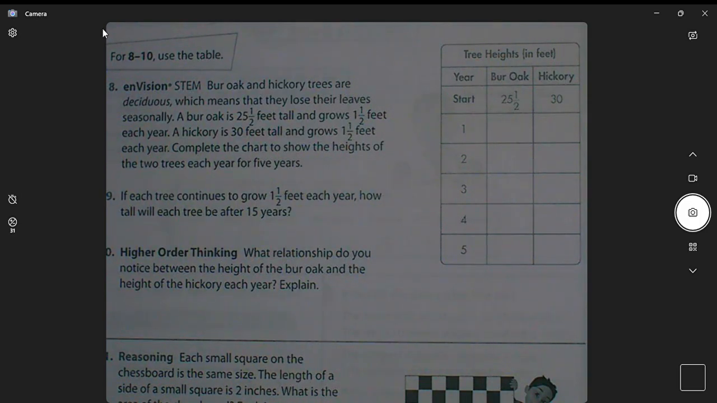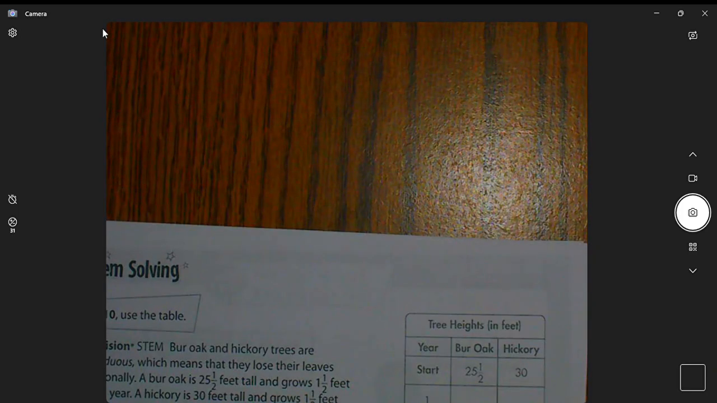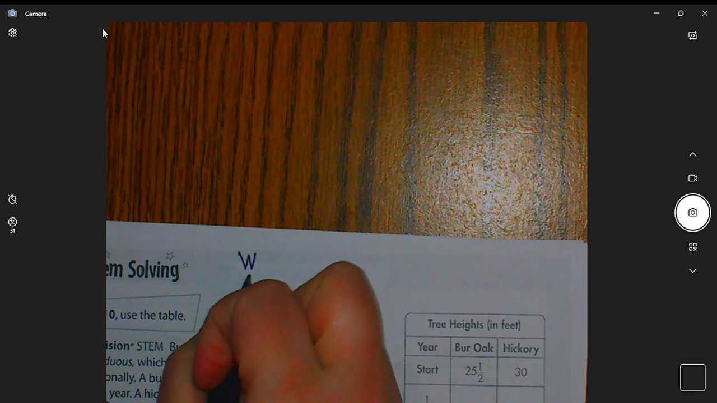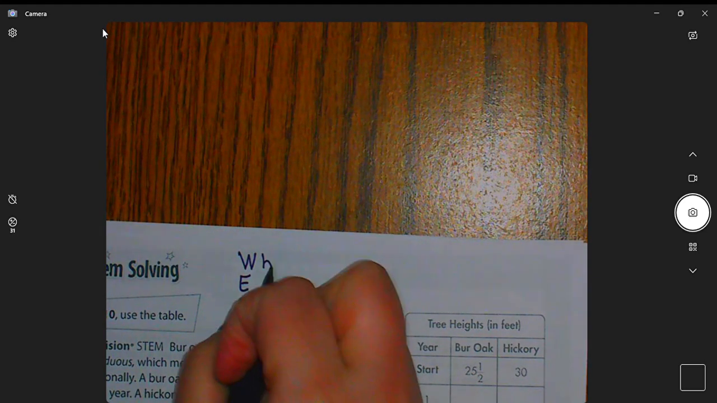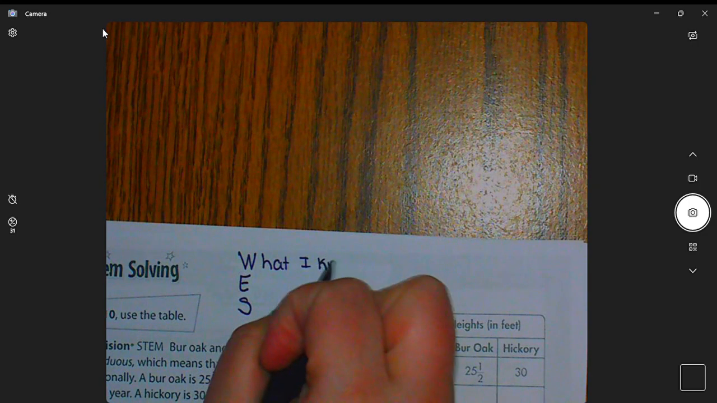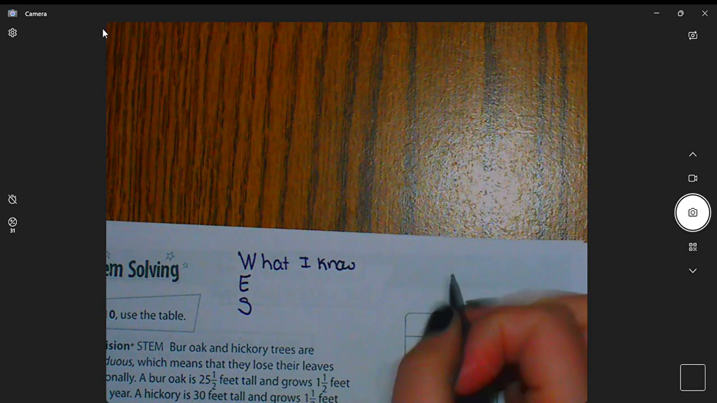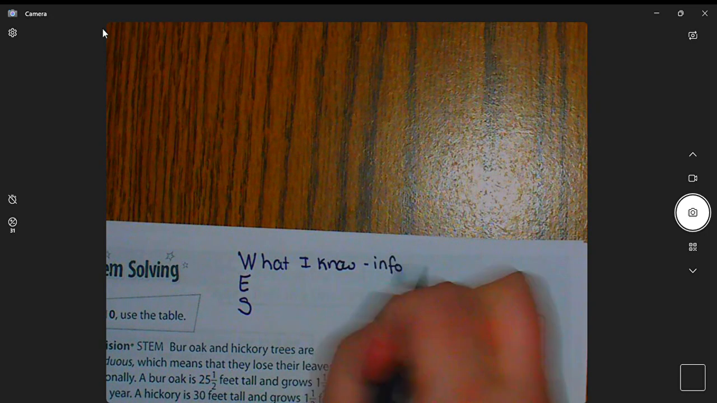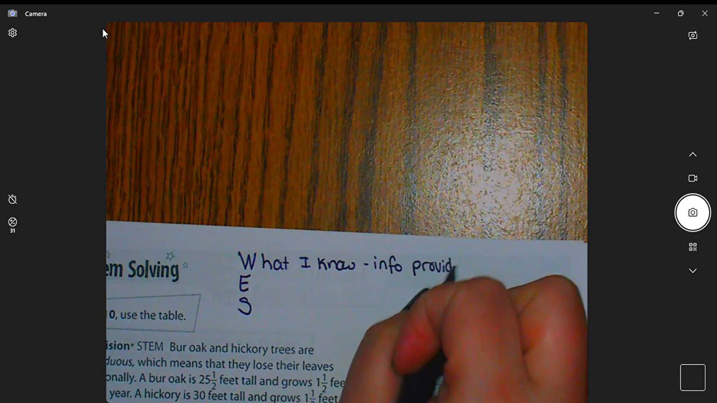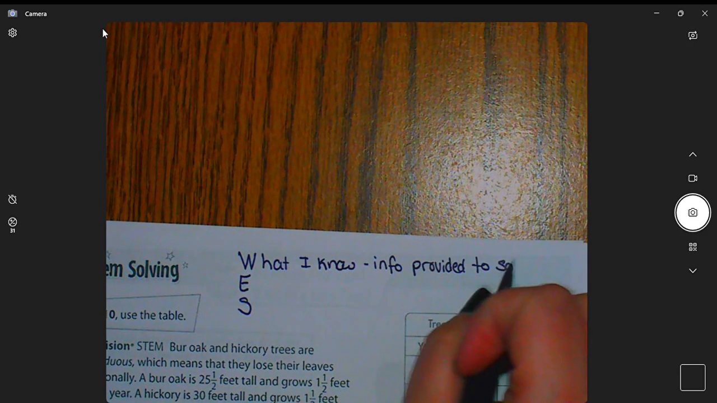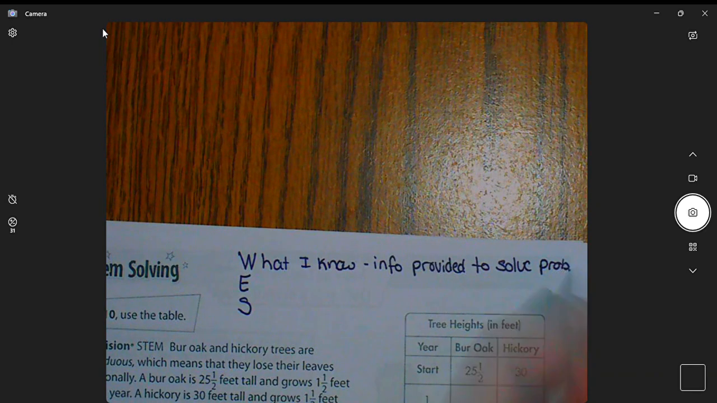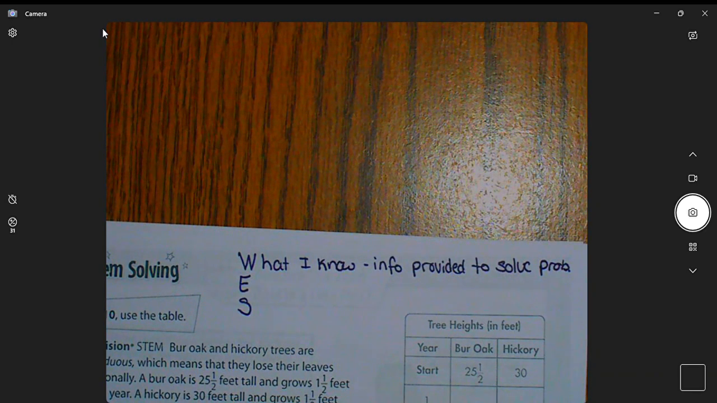Today we're going to be looking at numerical patterns in terms of relationships and what do we see. But before I can get into that, we need to look at WES. W is what I know. It's the info provided to solve a problem. But be careful because they may give you useless information. And useless information is just information that I don't need to solve this particular set of problems.